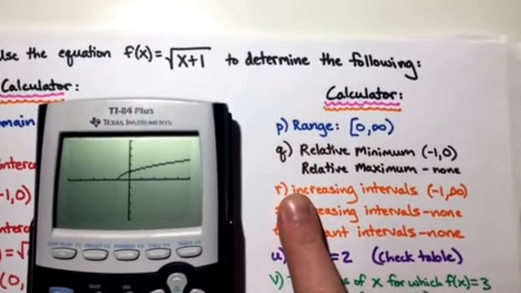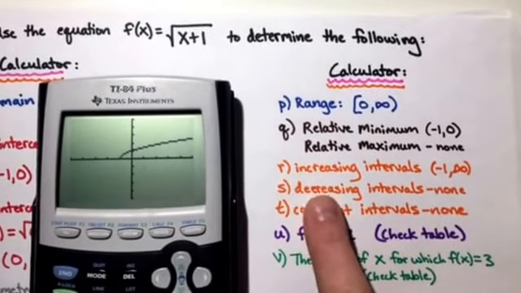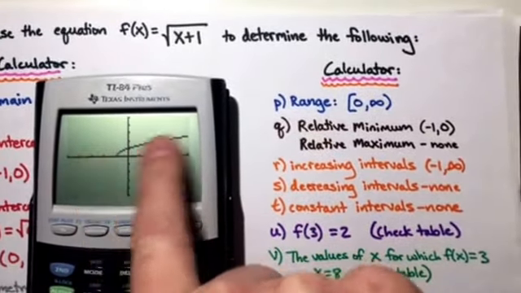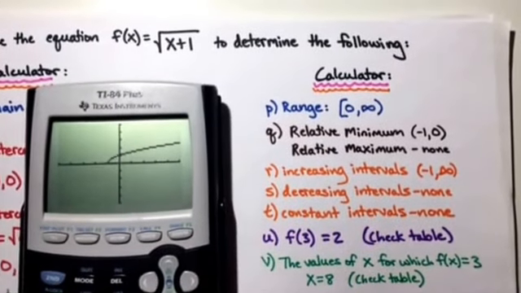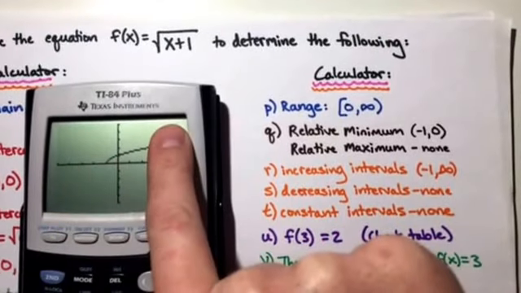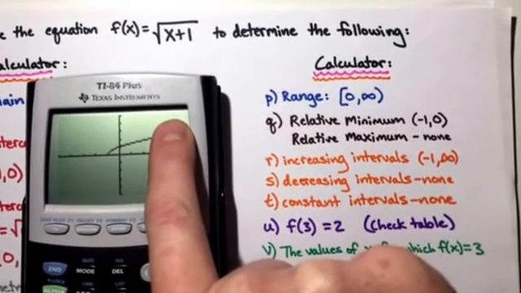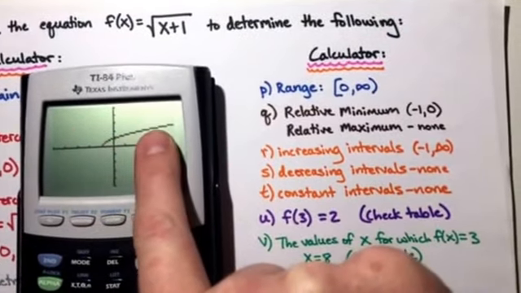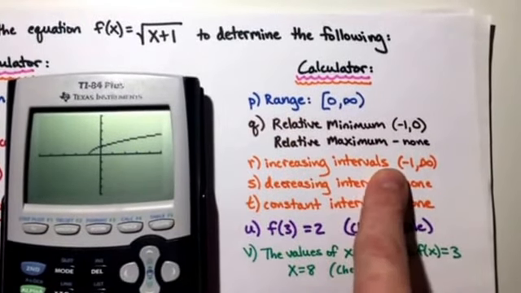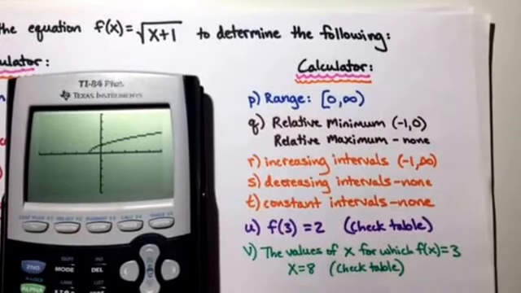Then we go to our intervals of increasing, decreasing, or constant. No interval appears to be constant because there are no flat parts of our graph. We also have no decreasing intervals because it never looks like it's going downhill. The entire graph is going uphill, or increasing. So we would say it's an increasing interval from negative 1 up to positive infinity.